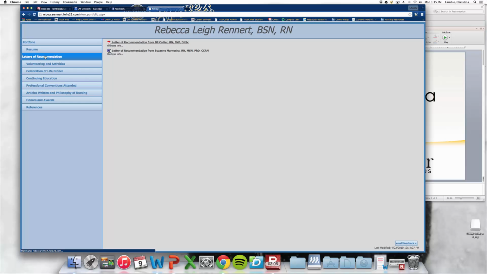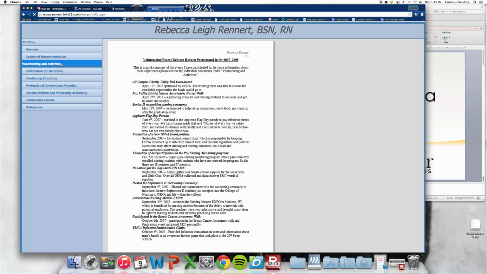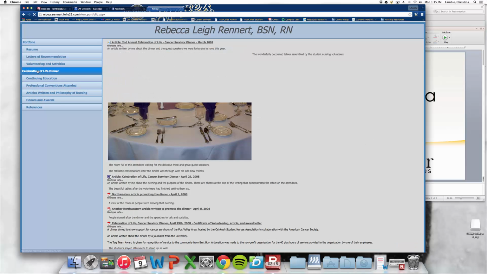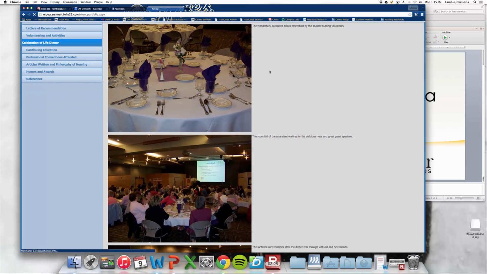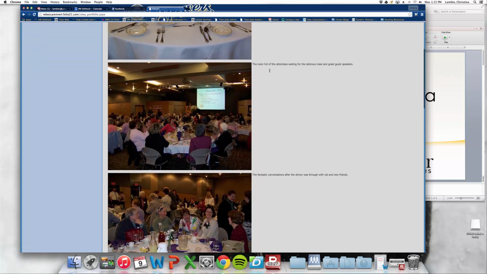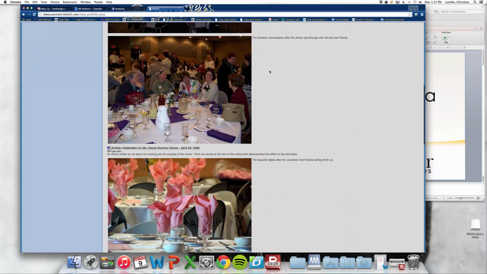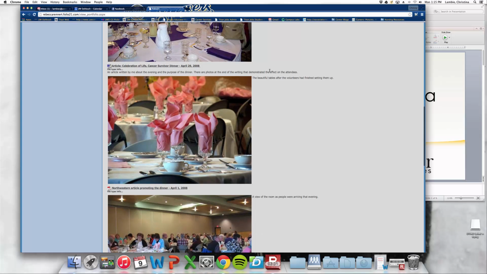She also included letters of recommendation. She included a list of volunteering and activities that she participated in while she was a student. A celebration of life dinner. So something that she participated in, she wrote an article about it and then also described the event by including some pictures as well that the recruiter could take a look at.